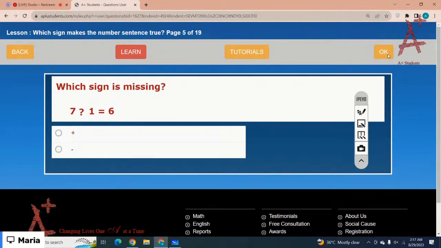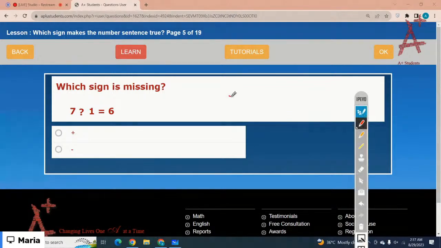Which sign makes this statement true? 7 plus 1 equals 6 or 7 minus 1 equals 6? Which is the correct option? Just try with positive sign. So 7 plus 1 equals 8, right? Not 6. That isn't the correct option. Now let's just try with the negative sign. 7 minus 1 equals. Yes, the correct option is 7 minus 1 equals 6.